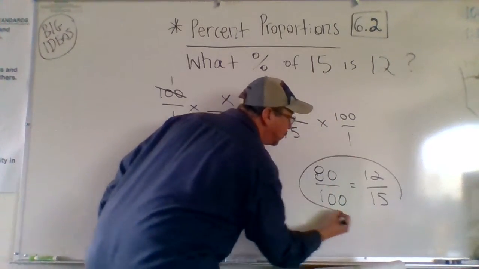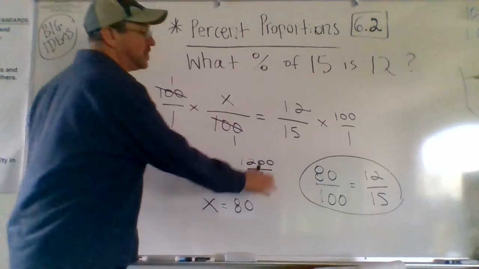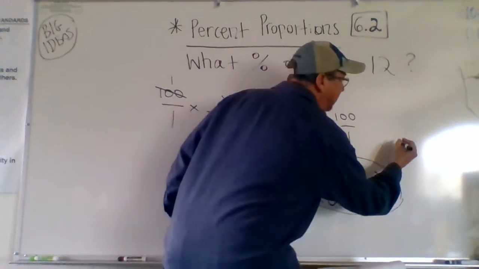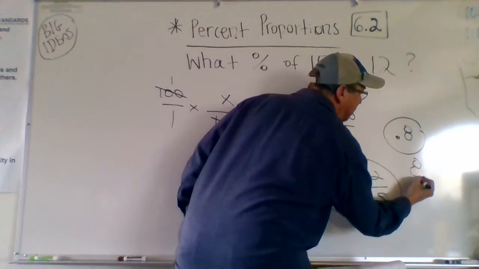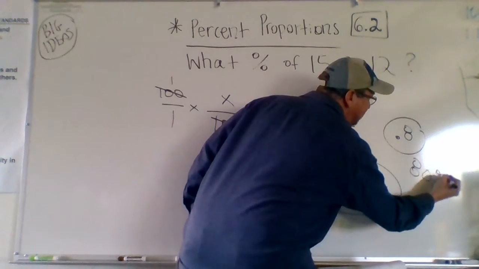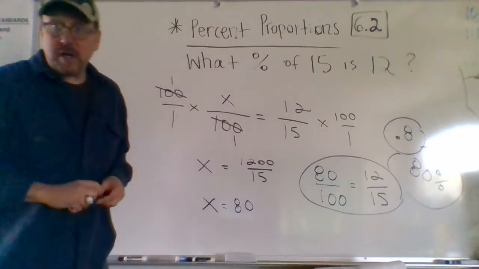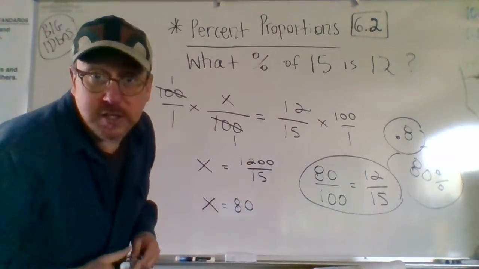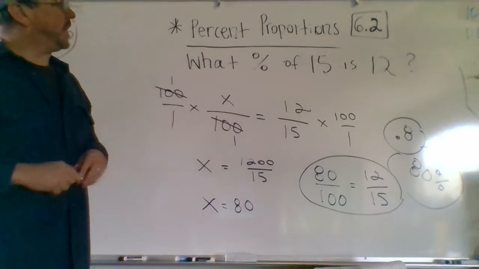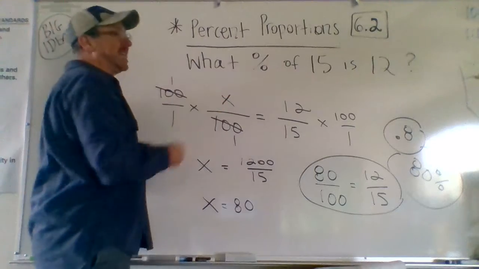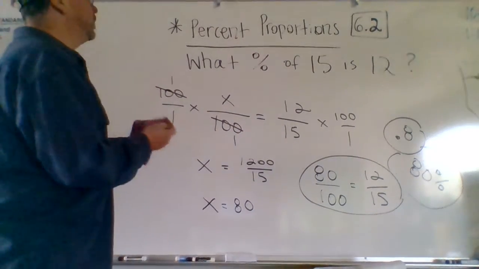This is true. And then from our work yesterday with conversions, 80 out of 100 is 0.8, and it is also 80%. Okay? So all of these things are true. You guys can read that, right? Okay, so that is one of our problems. What percent of 15 is 12? And we're going to do 2 more.